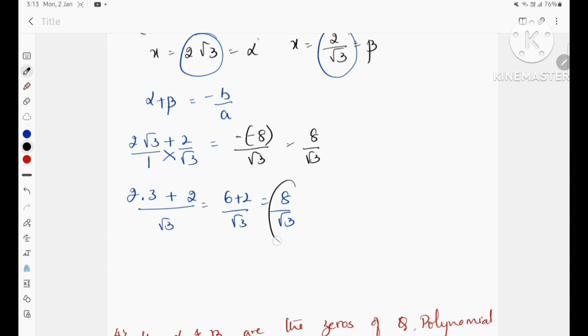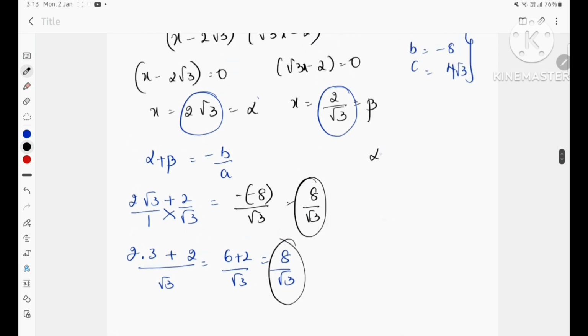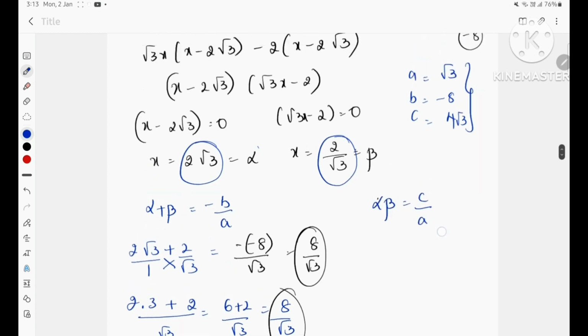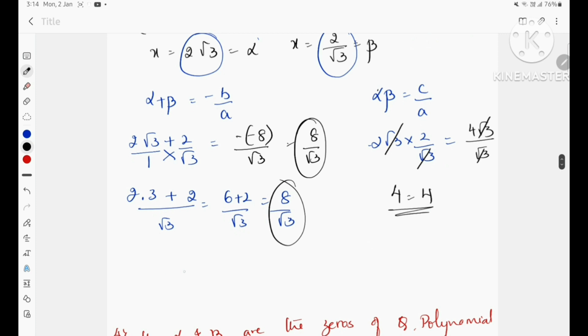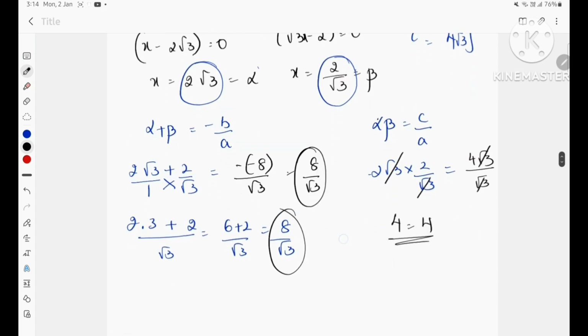Next let's verify the product, the other part, that is alpha into beta. So alpha into beta is c by a. If you multiply 2 root 3 into 2 by root 3, root 3 and root 3 will get cancelled, remaining is 4. So c by a is 4 root 3 by root 3, and that is also 4. So LHS and RHS are both equal to 4. Hence we have verified the relation between the coefficients and zeros.